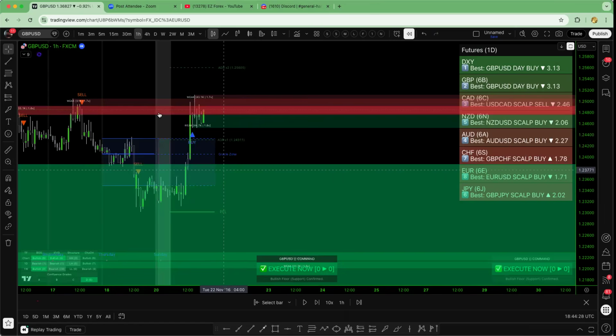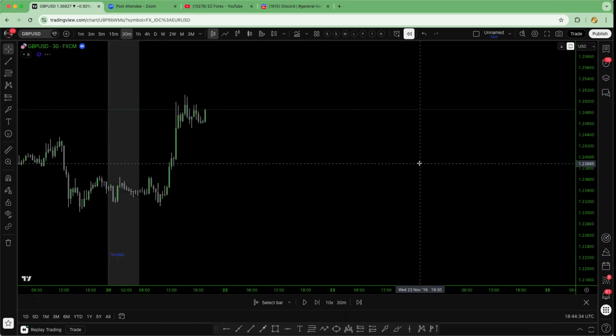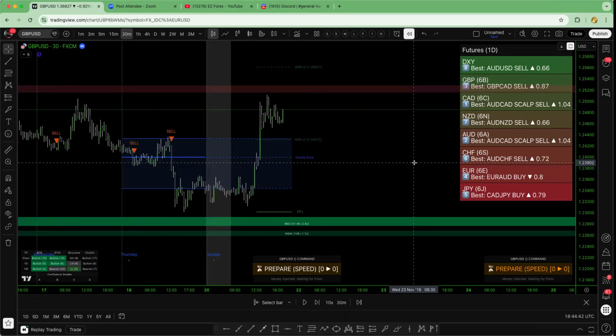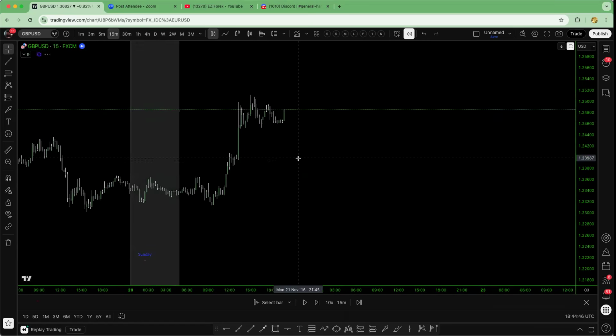Cool. So anyway, now, look. Obviously we can see we only had a 1 hour alert here. Let's go to the 30-minute chart for that trade setup. There was no quicker 30-minute alert. Let's go to a 15-minute chart.